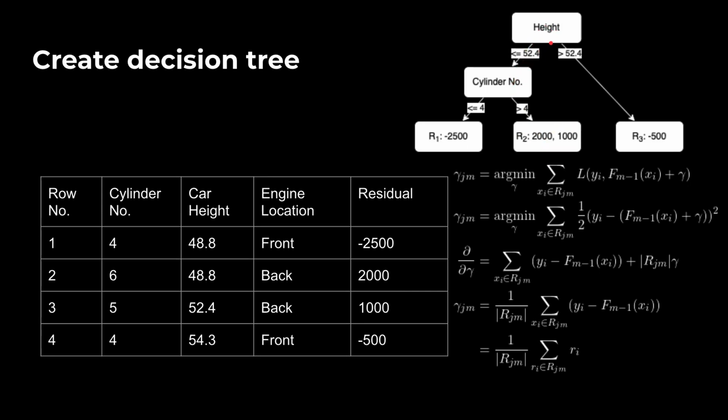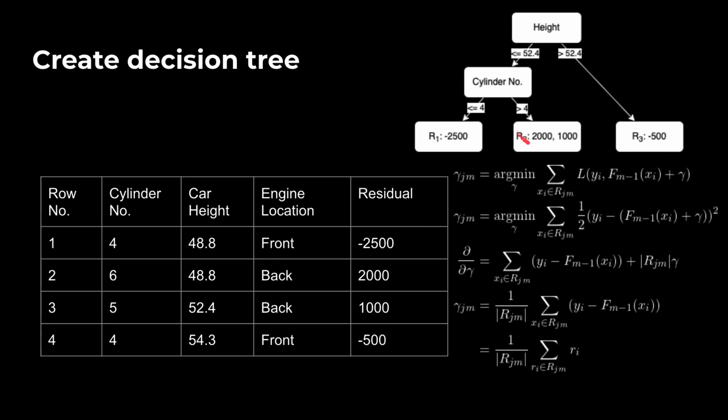So in this case here, we have 2 layers. We start by splitting on height between less than 52.4 and greater than, and then cylinder number. And so now we have 3 residual groups, right? Again, I'm kind of combining the 2 middle ones here. But we have the negative 2,500 fall into this one, the 2,100 fall into the middle, and then the negative 500 fall into the third one here, right?